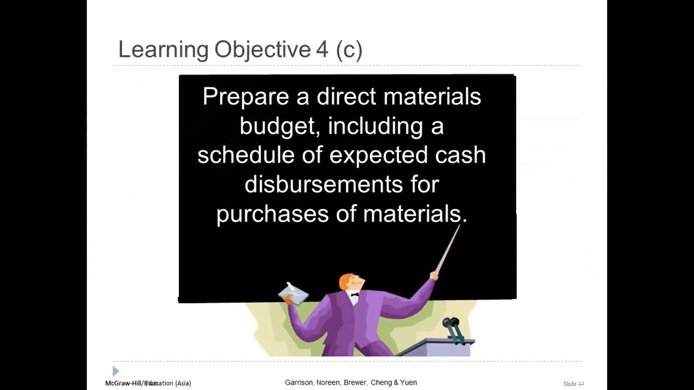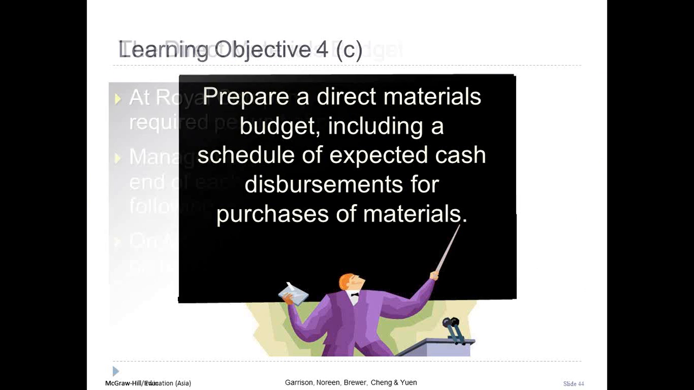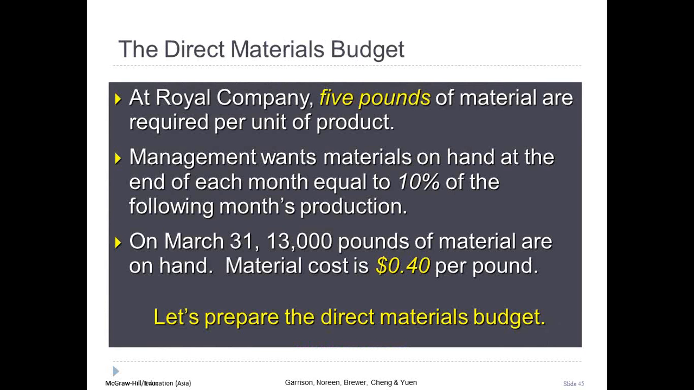Learning objective 4C. Prepare a direct materials budget including a schedule of expected cash disbursements or purchases for materials. Each good unit of output requires 5 pounds of direct material. Management does not want to run out of direct material, so a policy has been established that materials on hand at the end of each month must be equal to 10% of the following month's production. At the beginning of the month, Royal has 13,000 pounds of direct material on hand. Each pound of direct material costs 40 cents. So let's complete the direct materials budget.